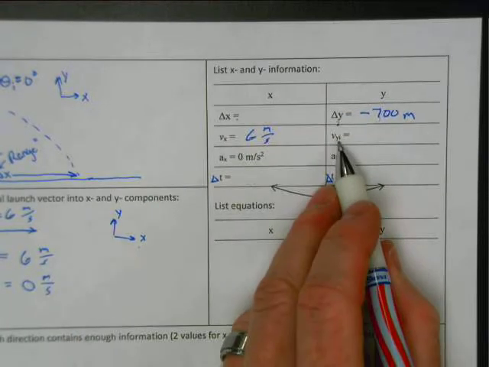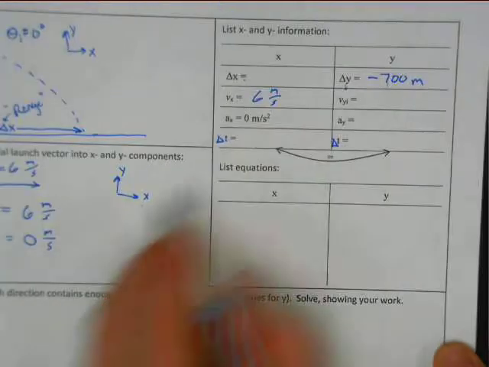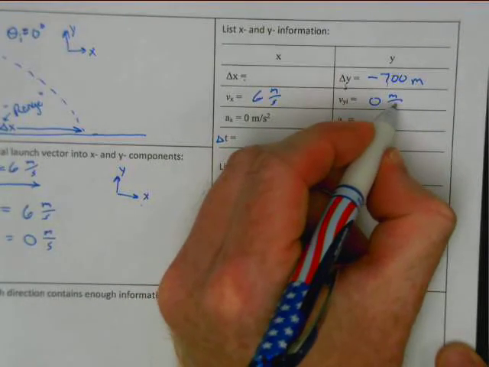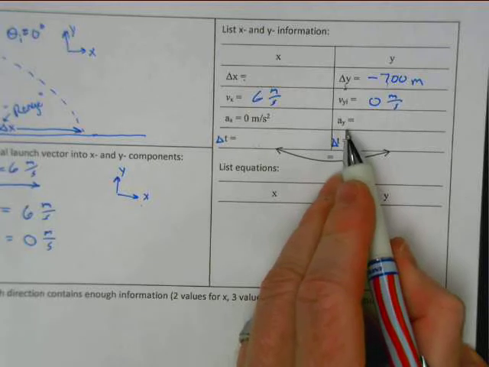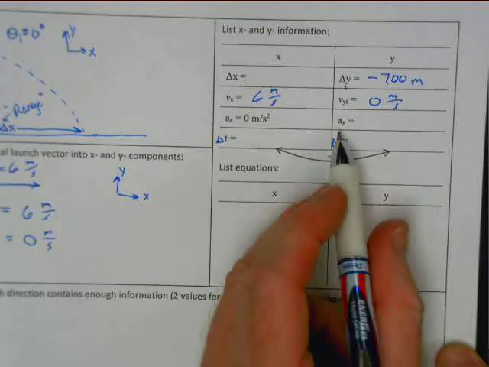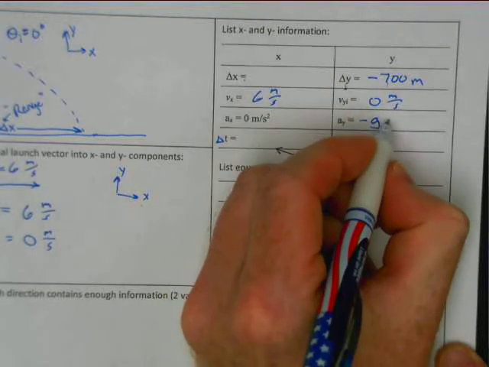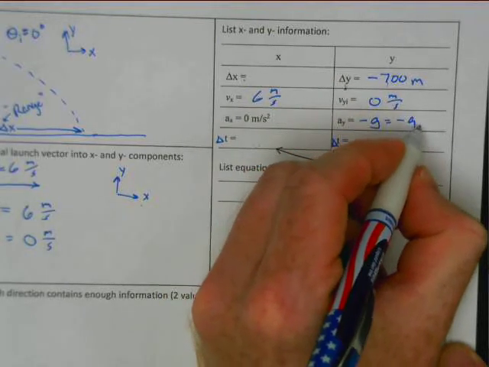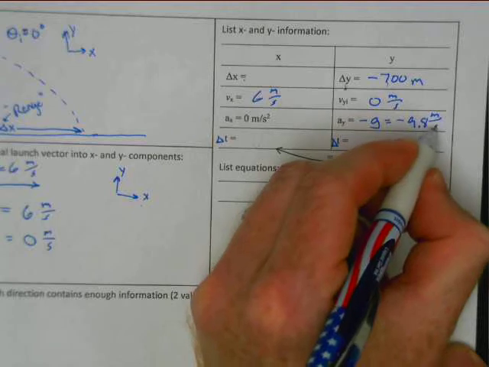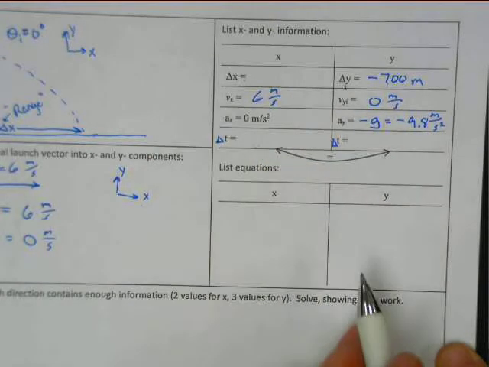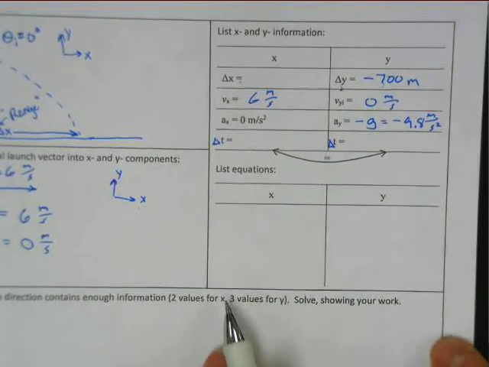Initial velocity in the y direction. Aha, got it. 0. Okay. Acceleration in the y direction. Here's a cool fact about projectile motion. That's always negative g. We put a minus sign in front of sweet baby g, so negative 9.8 meters per second squared. Okay. Right on.